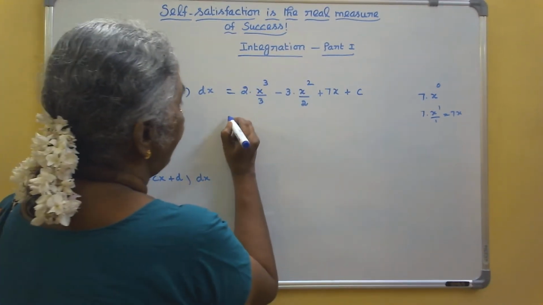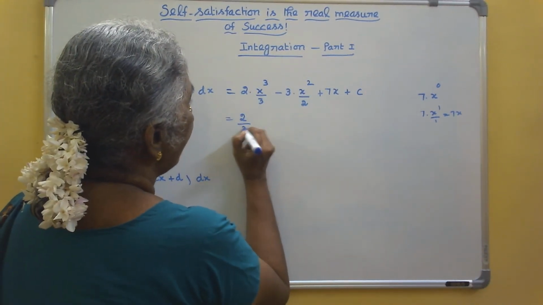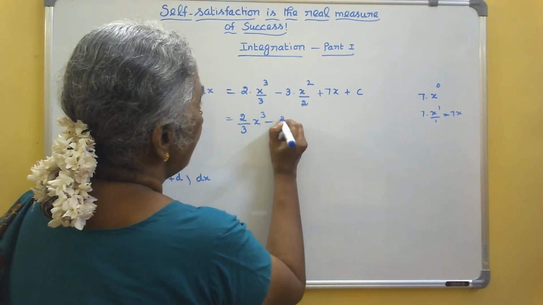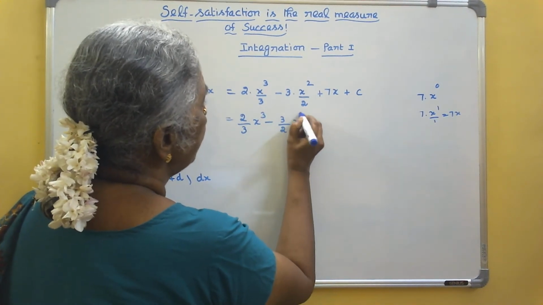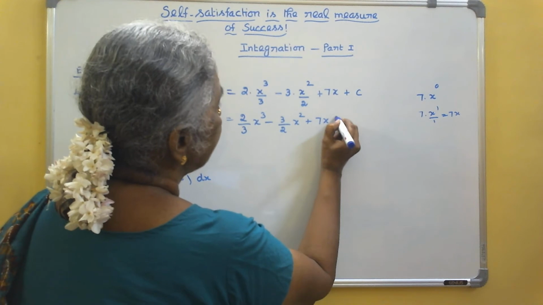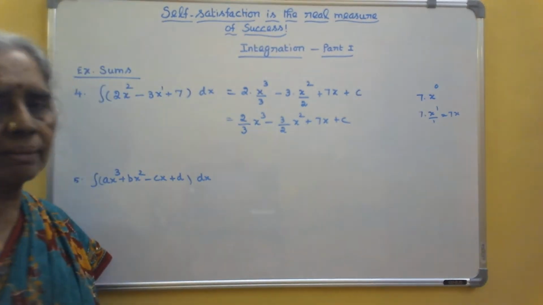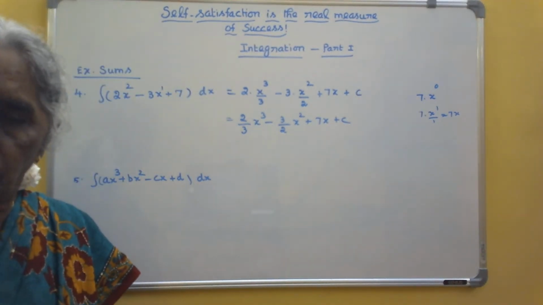Now, let us write it a bit proper. 2 by 3 x cube minus 3 by 2 x squared plus 7x plus c is the answer. Is this clear to you?